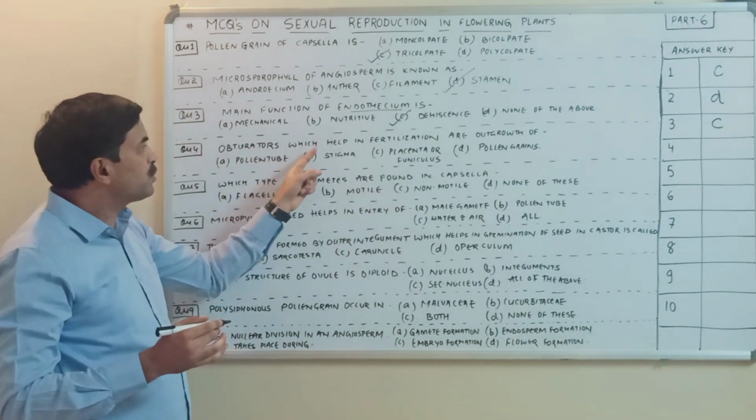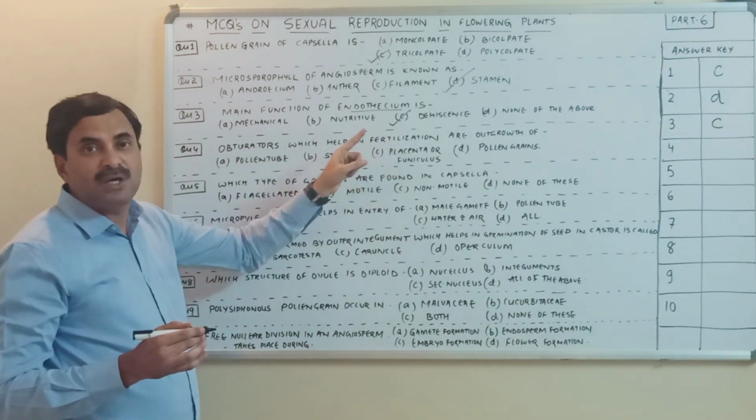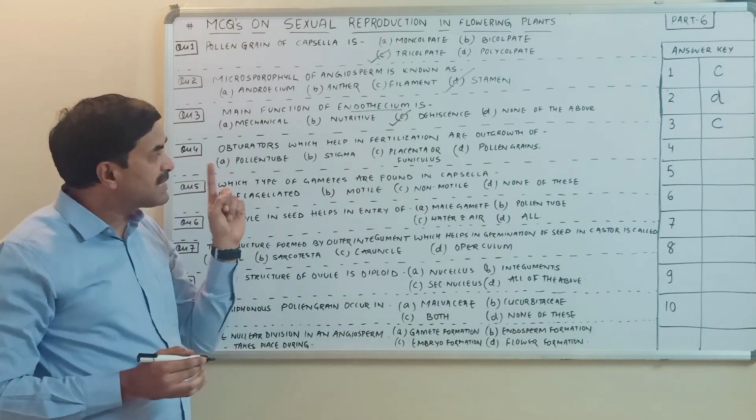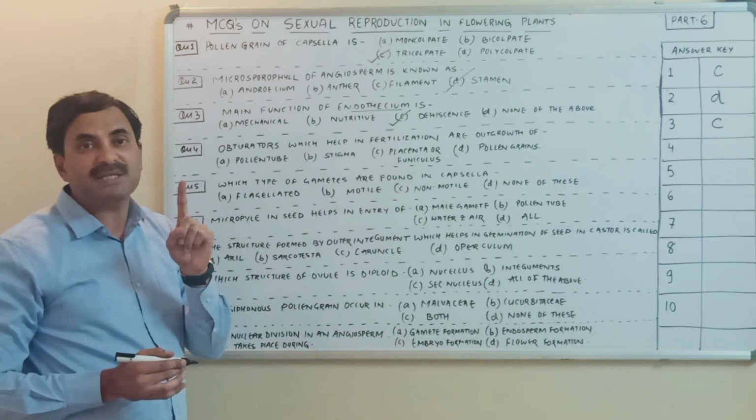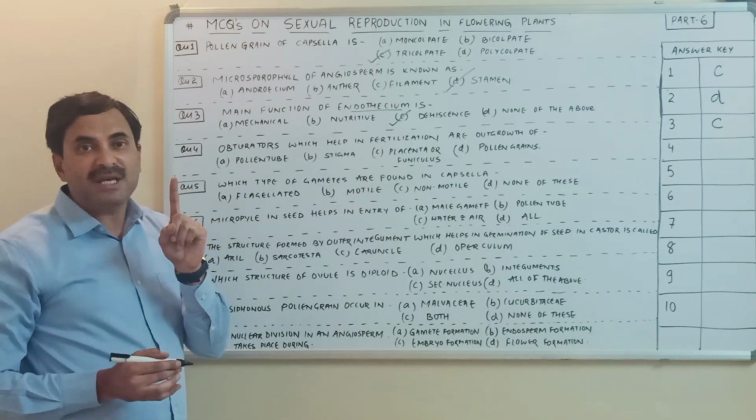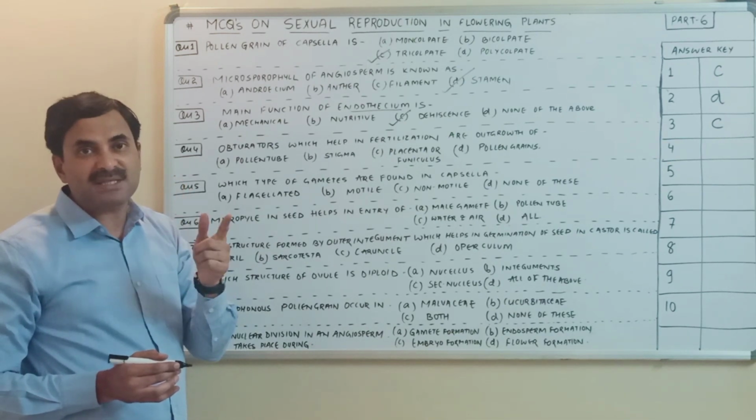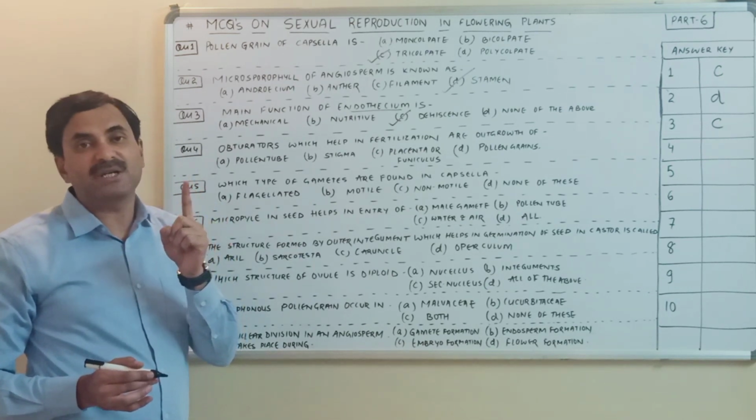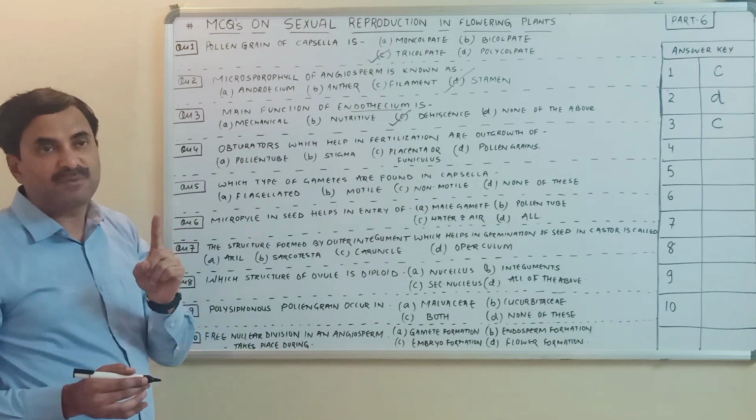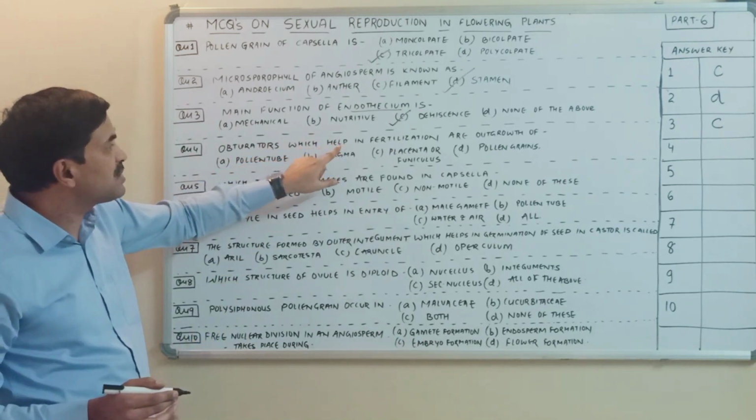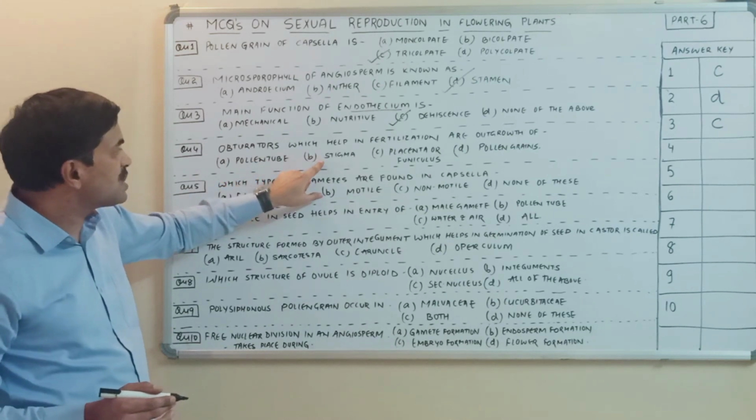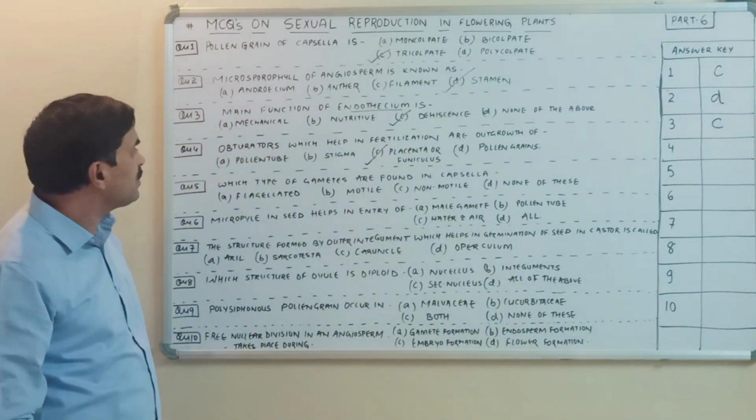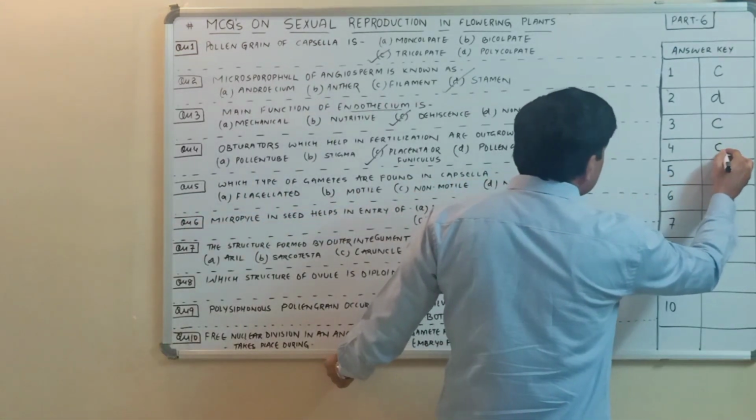Question number 4, obturators which help in fertilization are. See, obturators are the outgrowths of the placenta or the funiculus, and they secrete certain chemical substances which are helpful in the entry of the pollen tube into the ovule. So obturators which help in fertilization are outgrowths of pollen tube, stigma, placenta or funiculus, or pollen grains. So they are the outgrowths of placenta or funiculus. So question number 4 has answer C.